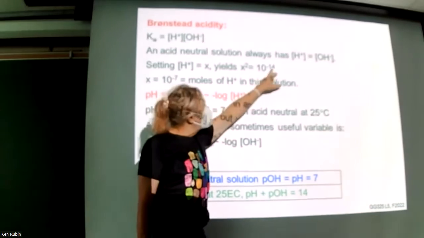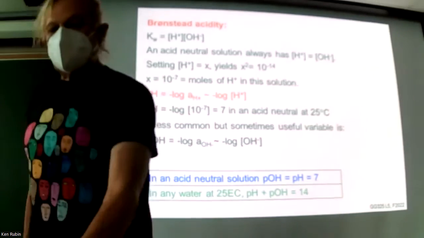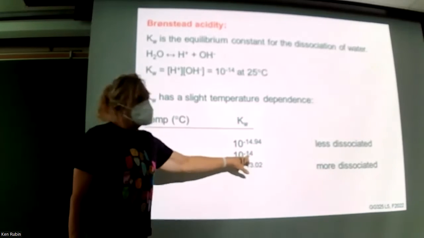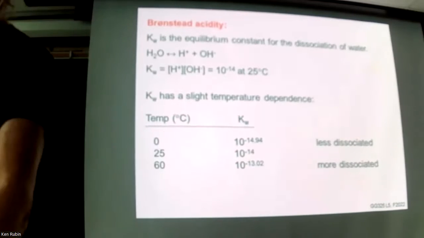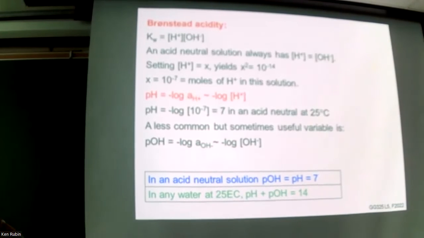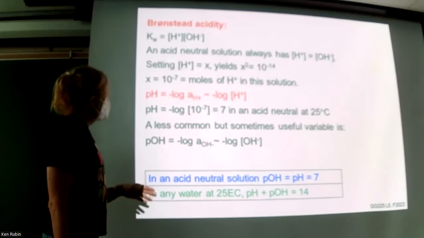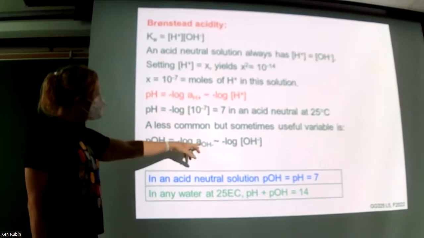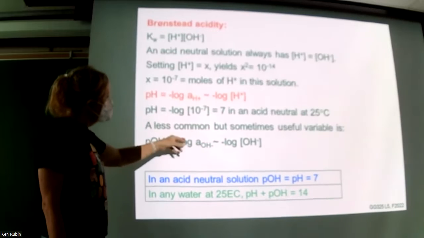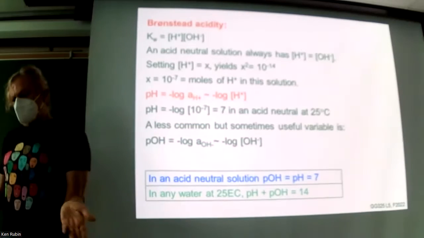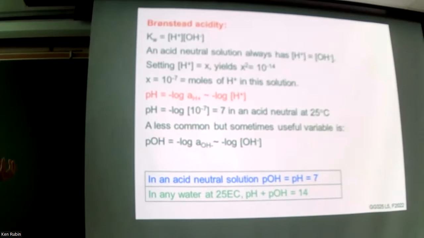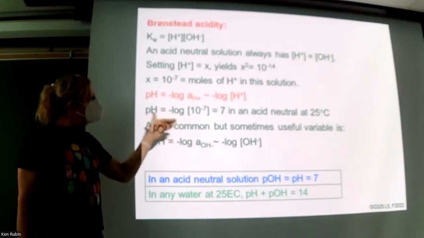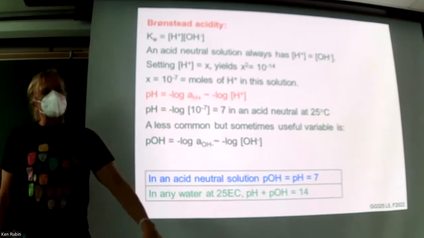And remember, this 14 that's here comes from this fact right here. At 25 degrees C, it's 10 to the minus 14. Okay, so you can also calculate a pOH, which is just the minus log of the activity of the hydroxide ion concentration, which is also going to be 7 in this situation. And I'm sure somewhere in the past you've remembered pH equals 7 is neutral. And that is totally true at 25 degrees C.